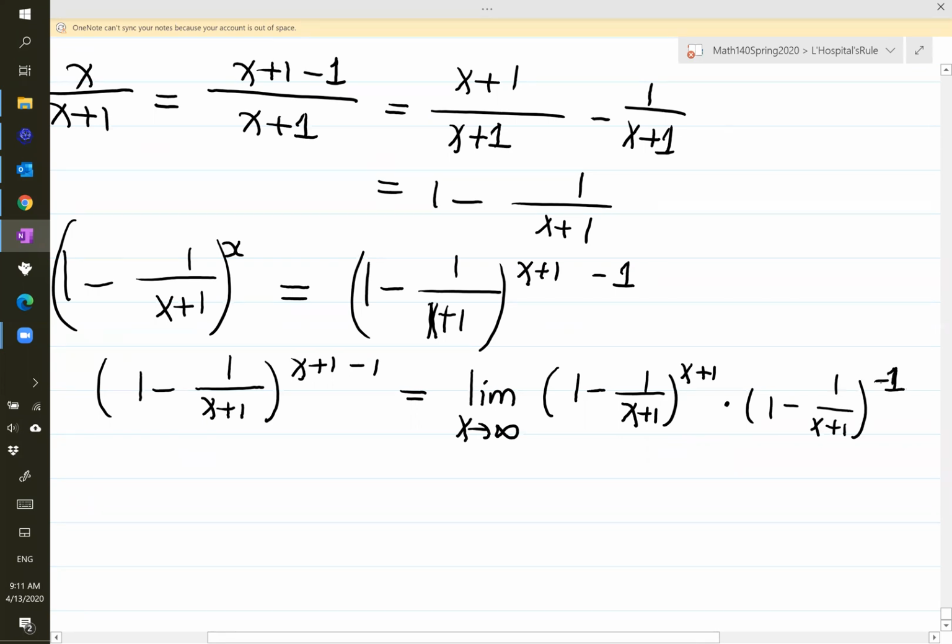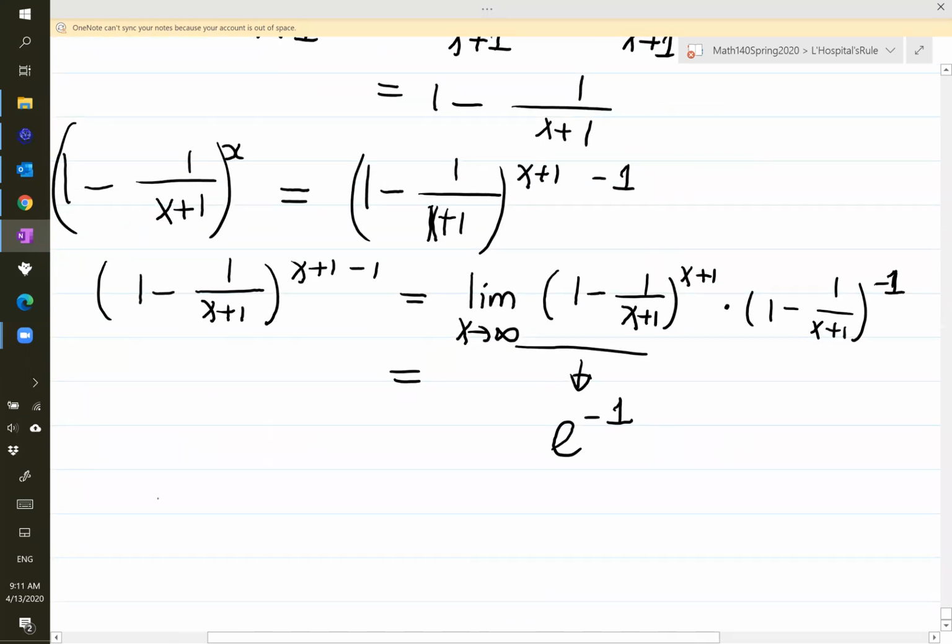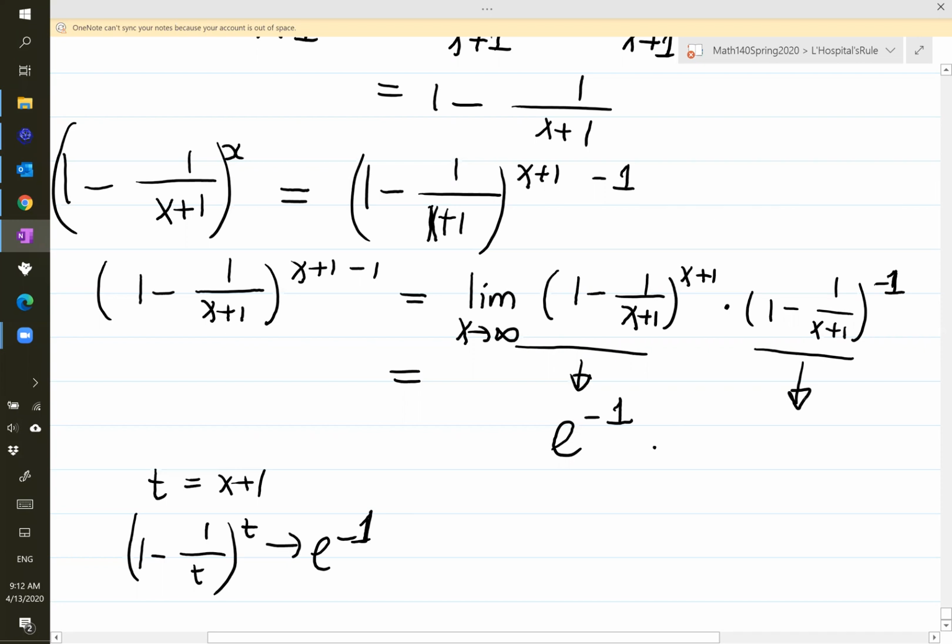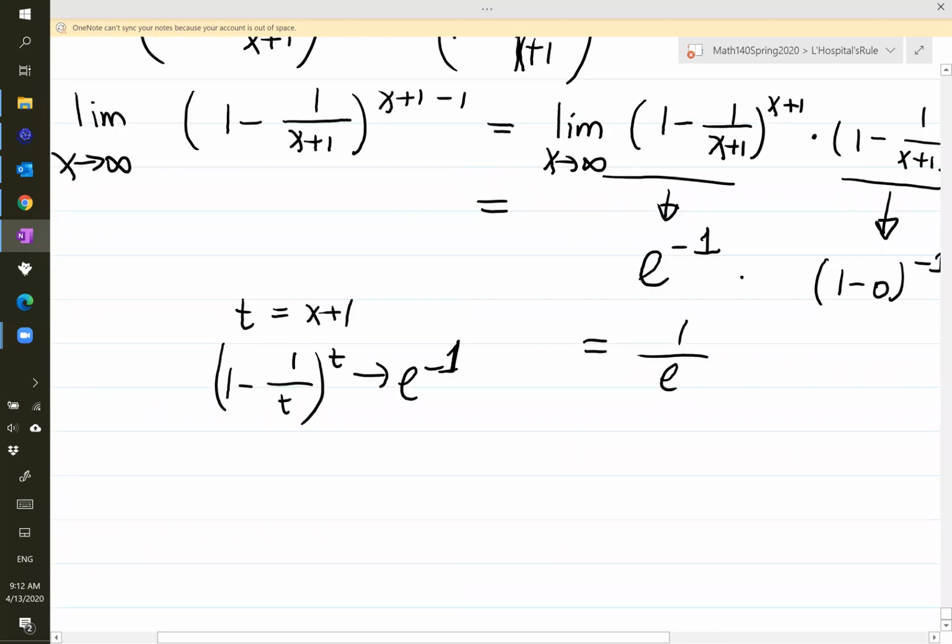Then we apply the limit law. This part gives e to the negative 1. If you let t be x plus 1, this will be 1 minus 1 over t to the power of t, which approaches e to the negative 1. For the second factor, as x approaches infinity, this approaches 1 minus 0 to the power of negative 1, which is 1. So we get e to the power negative 1, which is 1 over e. Of course, we can also use logarithmic differentiation. You take the log, you can also do that.